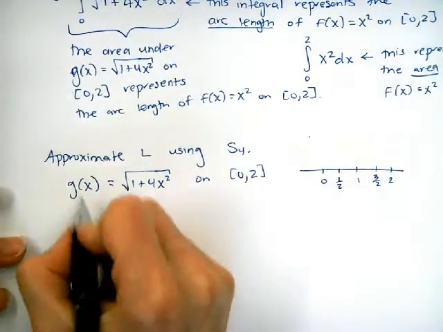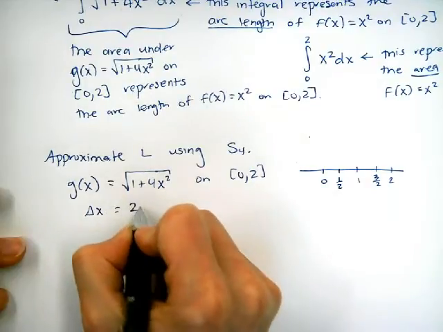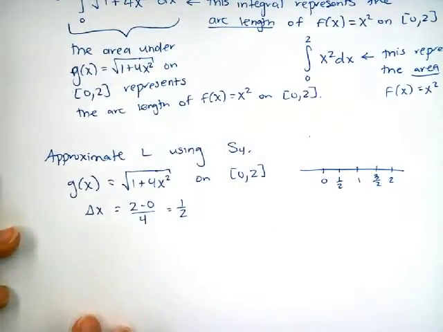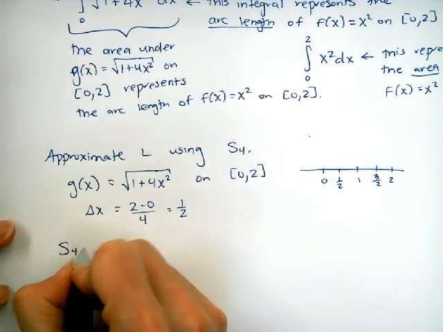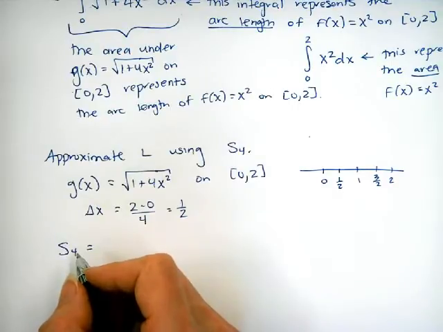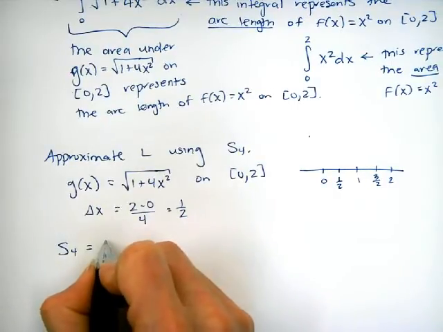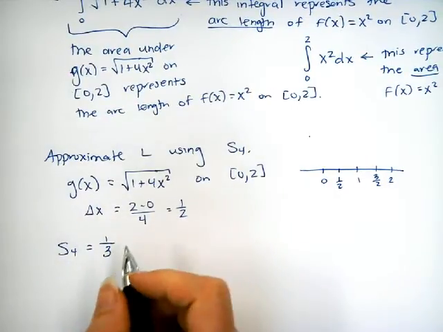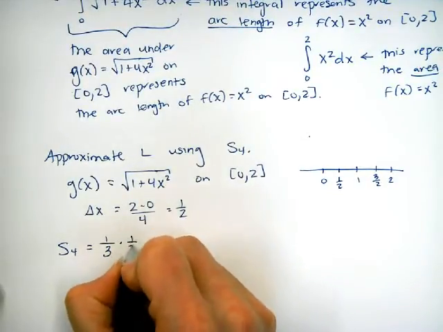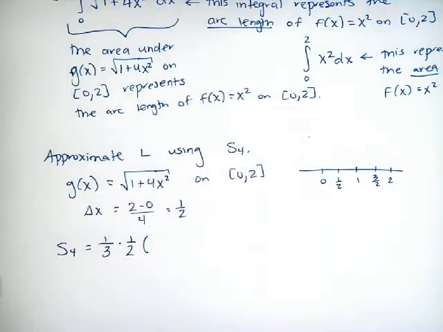Okay, so my delta x is going to be 1/2. So S4 is going to be, how do I start Simpson's? What goes first? 1/3. Remember, the 1/3 is that weighted average between the midpoint and the trapezoid. Then my delta x, which is 1/2. And then what's my pattern? 1, 4, 2, 4, 2, 4, 2, 4, ends in 1.